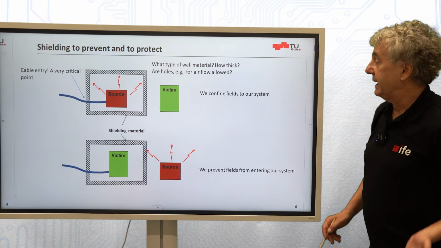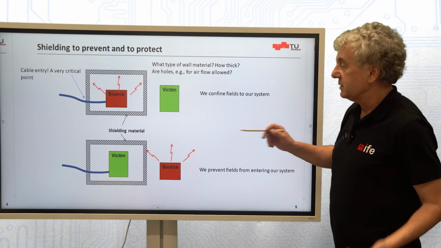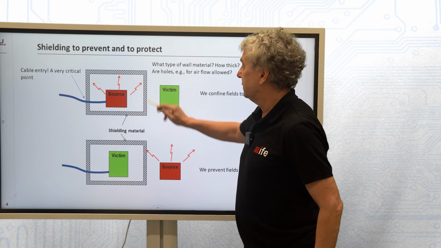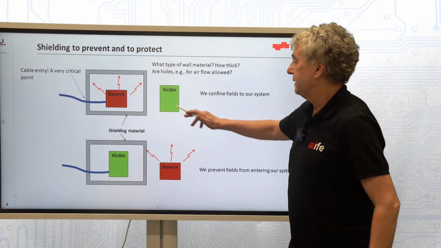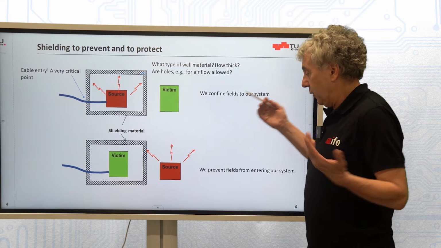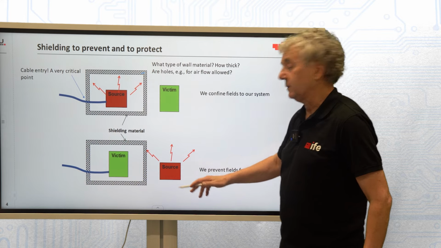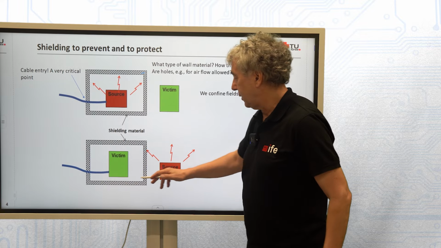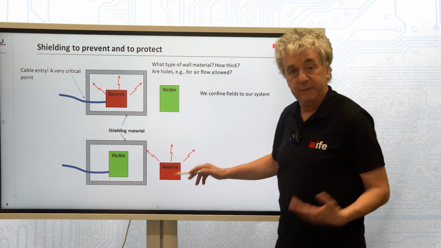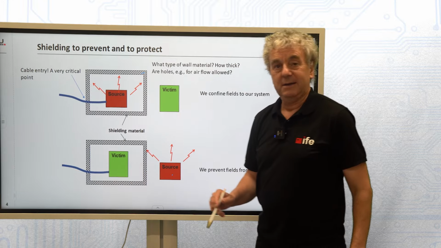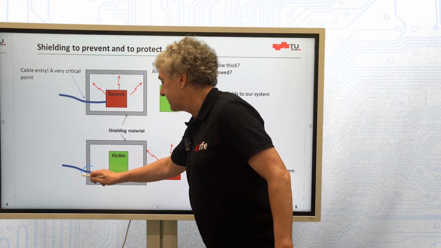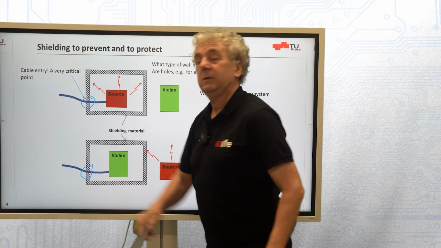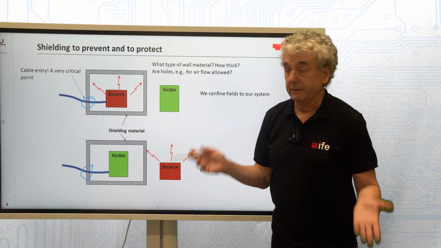Okay, typical shielding cases for emissions, we have a source, and we put the source in a shielded box, and the victim would be outside. Or the opposite, the source is outside, the victim is inside the box, and we want to prevent the electromagnetic fields from the source from coupling here. Now, a very interesting aspect is always the connection of the cable, which is not treated in this video, but is treated in other videos.